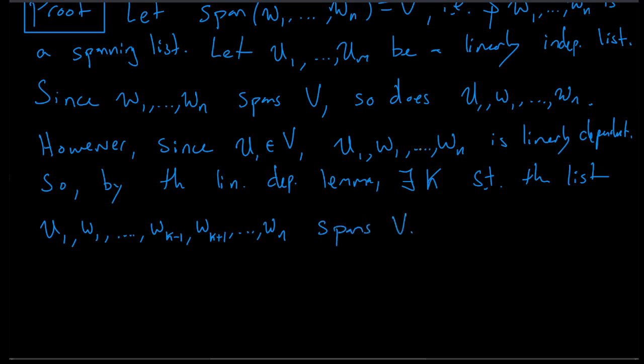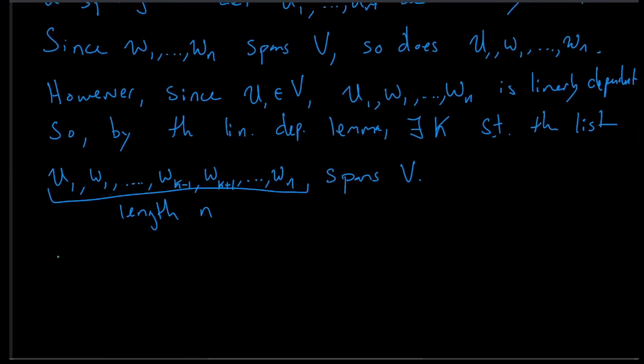Okay, so here's what I want to say. By the linear dependence lemma, we now have a list of length n plus 1 that is linearly dependent. By the linear dependence lemma, I can get rid of at least one of the things from this list, right? So now I have a list of length n. All right, cool. So here's what we're going to do. Now we'll do a bunch of steps. So this was step 1.